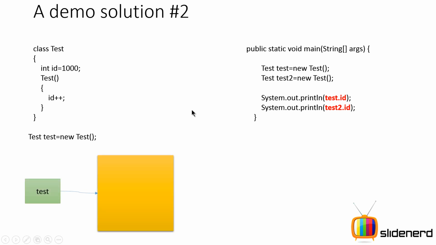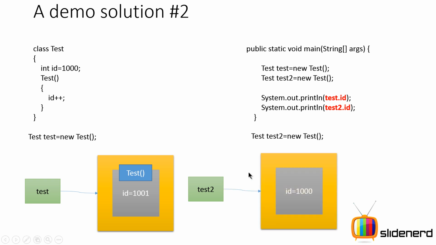Now let's try and understand what is happening. First, the test reference variable points to an actual object whose id at the time of creation is 1000. As soon as you create the object, the constructor gets called and that makes it 1001 because we have set id++ over here. In the same way, you have test2 is new Test, the test2 reference variable pointing to an object whose id initial value is 1000, but the constructor gets called and id++ makes it 1001. My question to you: is this what you want?